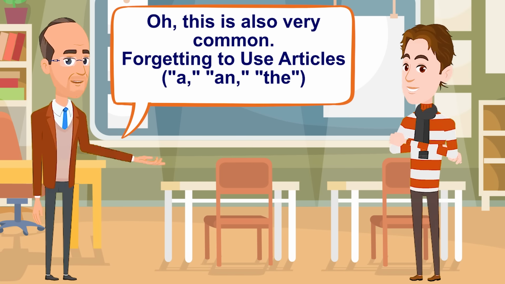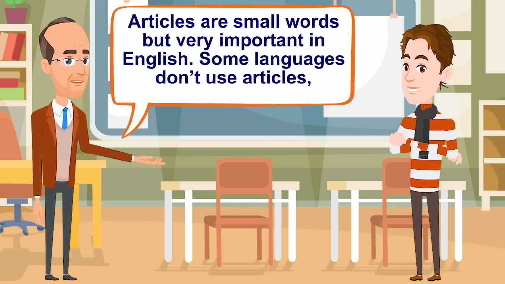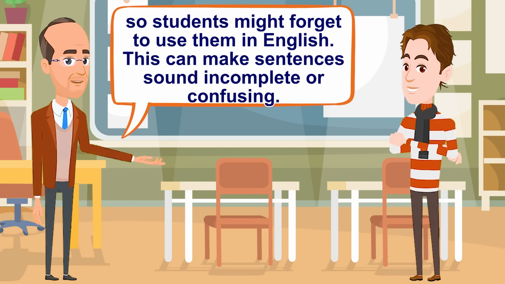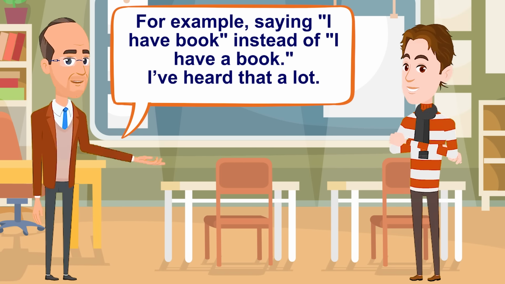Oh, this is also very common. Forgetting to use articles: a, an, and the. Articles are small words but very important in English. Some languages don't use articles, so students might forget to use them in English. This can make sentences sound incomplete or confusing. For example, saying I have book instead of I have a book. I've heard that a lot.